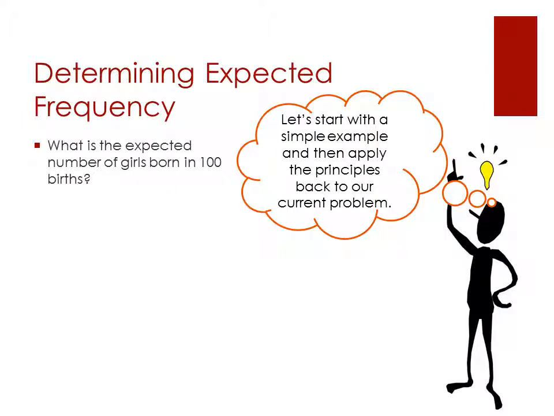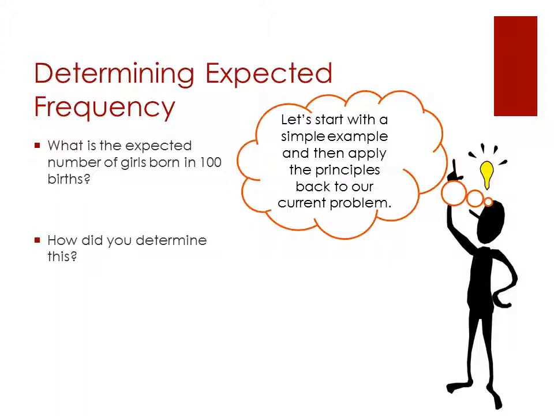So let's think our way through this. To kind of do this, let's start with a simple example, and then we're going to go back and apply these principles to our current problem. So what is the expected number of girls born in 100 births? So stop and think about that. What is the expected number of girls born in 100 births?